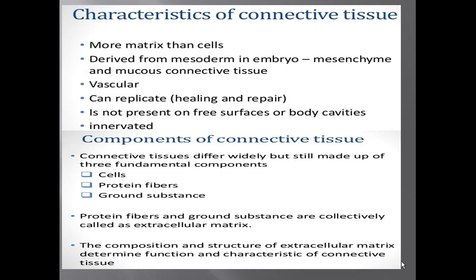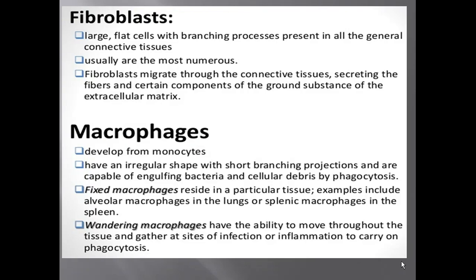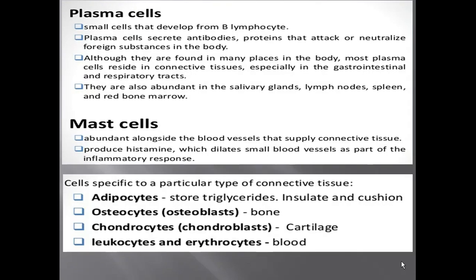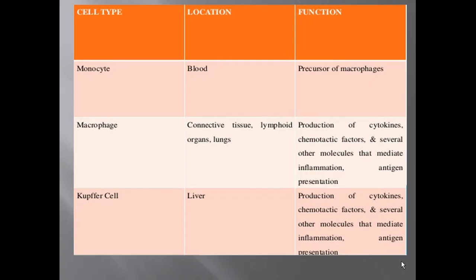And we know connective tissue has many cells: fibroblasts, macrophages, plasma cells, mast cells, adipocytes, osteocytes, chondrocytes, leukocytes, and erythrocytes. I remember very well that I covered all of these cells in human biology. So what I did here in human histology is put all of the cells in tables, to save your time and make it clear.